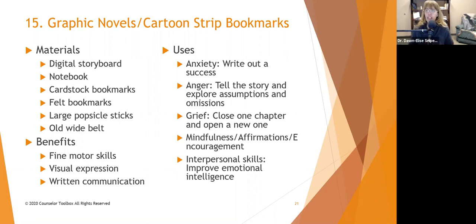People can use graphic novels for mindfulness, affirmations, and encouragement of one another, and to enhance interpersonal skills. For example, improving emotional intelligence. If they draw out a graphic novel, then they have to identify, they have to put in the nonverbals that are going to communicate that I'm angry, or I'm happy, or I'm sad. And it makes people become more aware of the nonverbals, so they become more effective at reading other people's nonverbal communication.